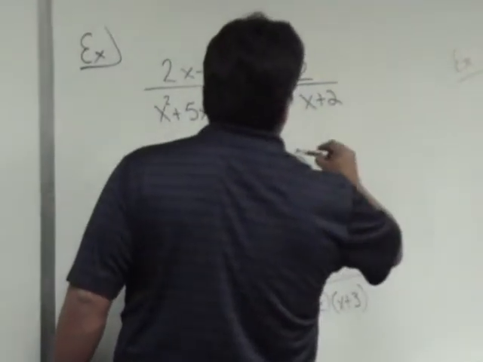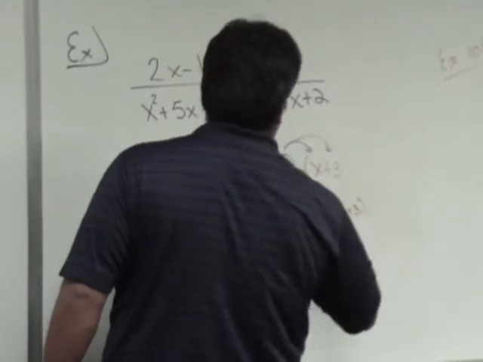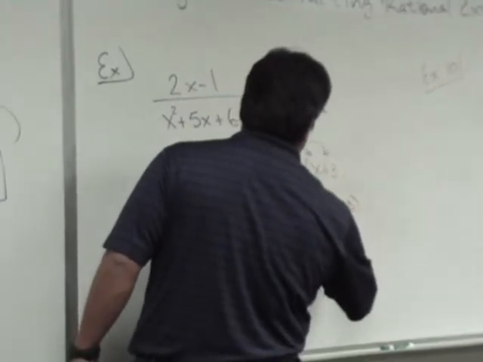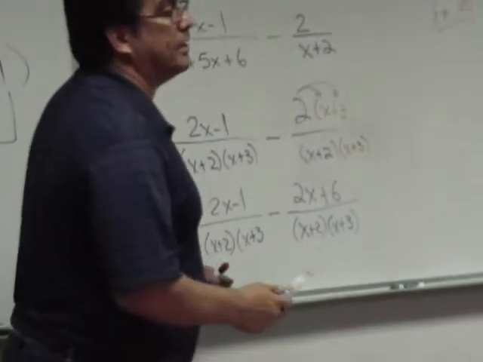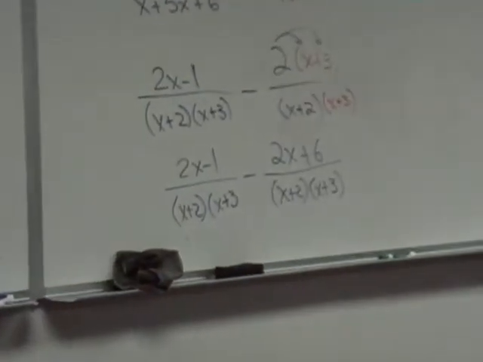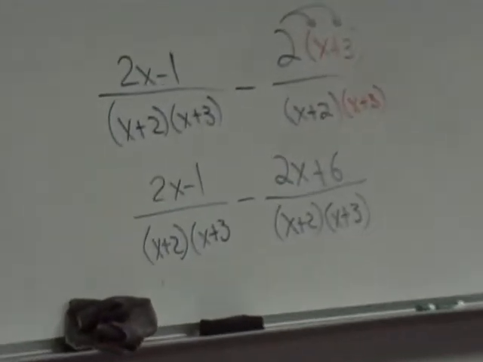And what's on the top over here? I just need to distribute here. 2x plus 6. Now we're back to common denominators. I'd like you to finish this problem. See what you get.